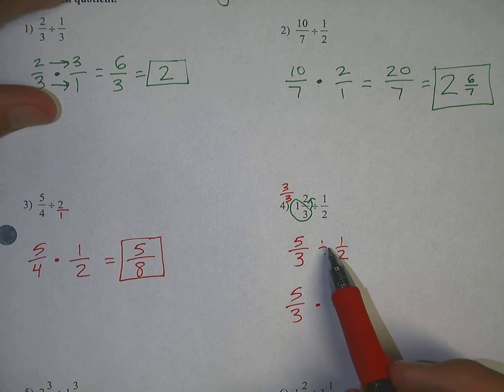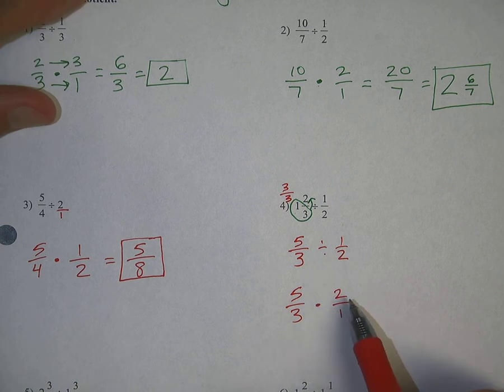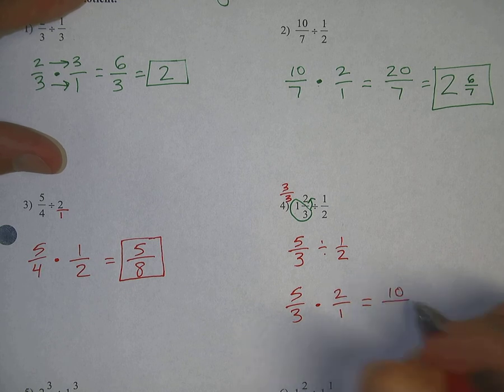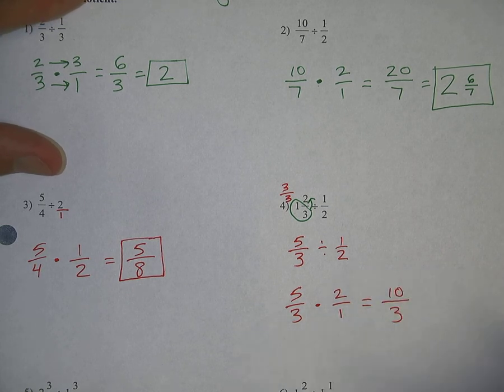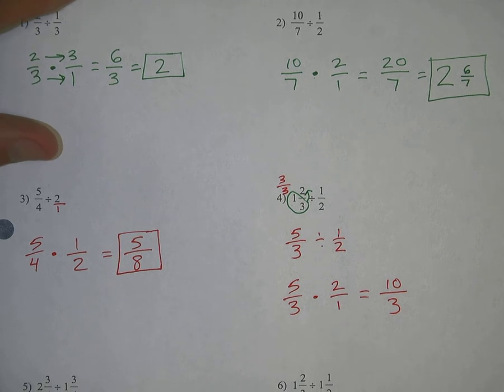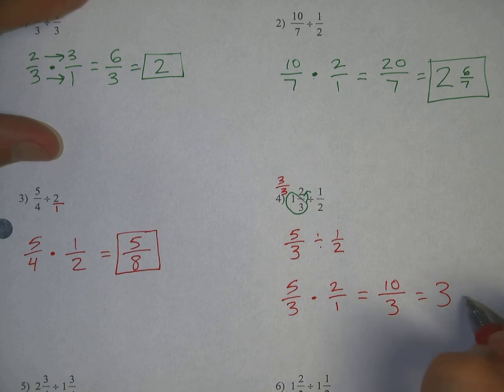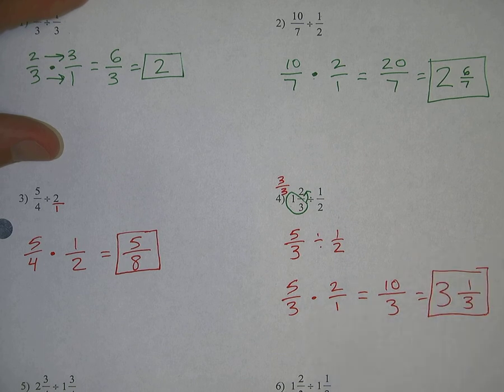So instead of using the division, we're going to change it to multiplication and flip straight across now. We're going to get 10 on the top, 3 on the bottom. As always, we need to simplify. So 3 is going to go into 10 3 times, which puts us at 9. And if we're at 9, we have 1 left over. So my final answer is 3 1/3.